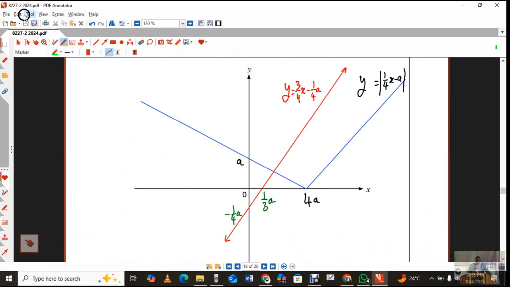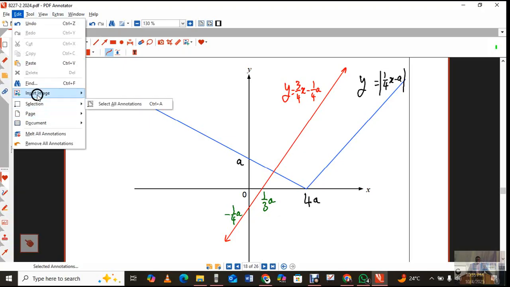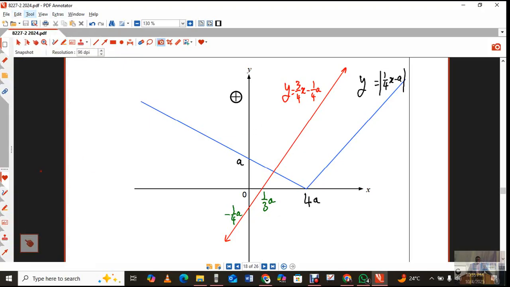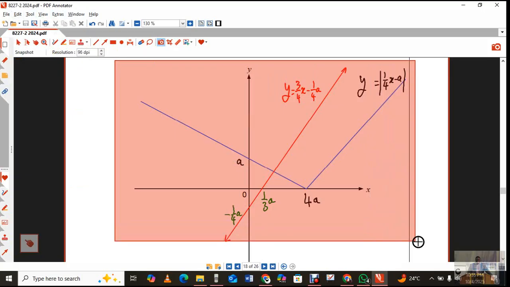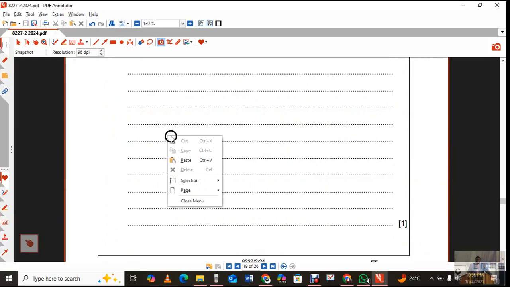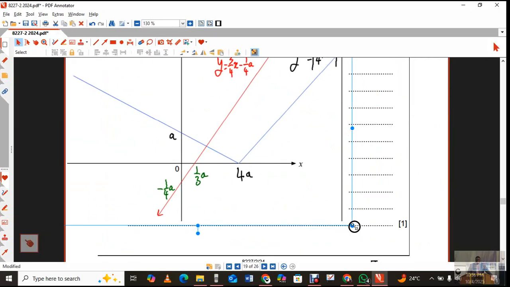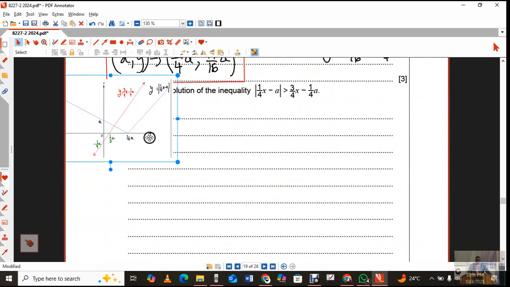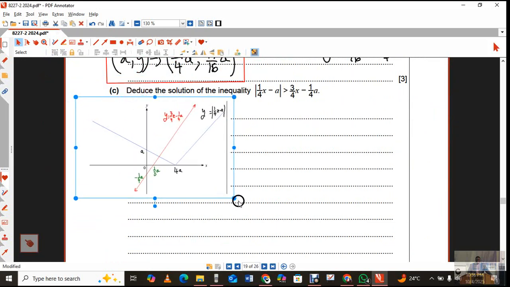I'm going to take a snapshot of it. Don't worry. Just want to make a little point over here. I'm going to obviously make it much smaller. But what it means is, where is the absolute value graph above, right? Where is it above the line? It is going to be from this. Now, maybe make it slightly bigger.